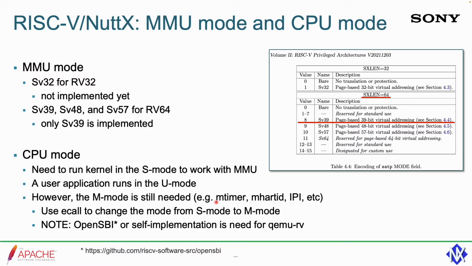In RISC-V, we need to use ecall, environment call, to change the CPU mode and jump to the exception handler to proceed. This is a big difference between RISC-V and ARM. To access, for example, the mtimer register from S mode, we need to use, for example, OpenSBI, which is the open source supervisor binary interface, or we need a self-implementation for QEMU RV.